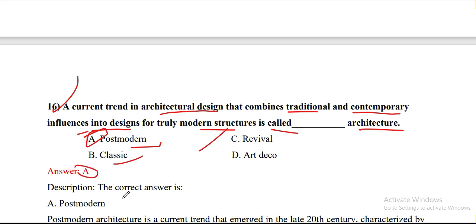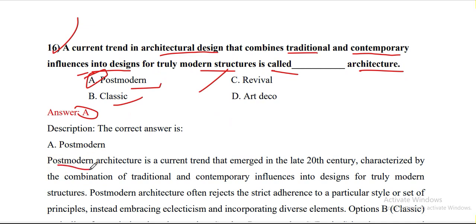Description of this one: postmodern architecture is a current trend that emerged in the last century, characterized by the combination of traditional and contemporary influences into a regular form for truly modern structures. Postmodern architectural design often rejects strict adherence to particular styles or set principles, instead embracing criticism and incorporating diverse elements.